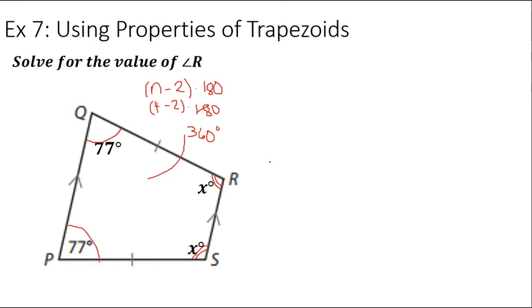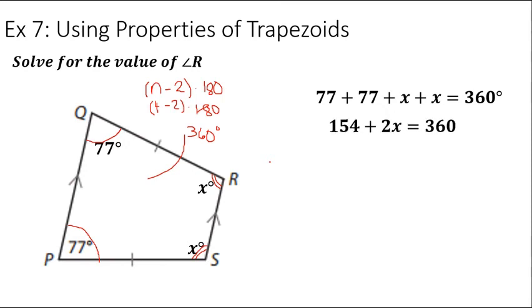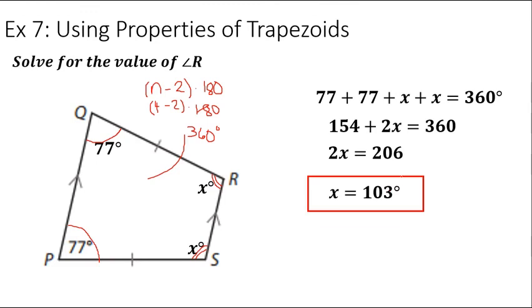Okay, so what I do now is I just take all four angles, add them up, equal to 360. So 77 plus 77, and I have x plus x, so that gives me 154 plus 2x equals 360. I subtract 154, so I get 206 equals 2x, and I divide by 2, so I get x equals 103. That means that angle R right here is 103 degrees.